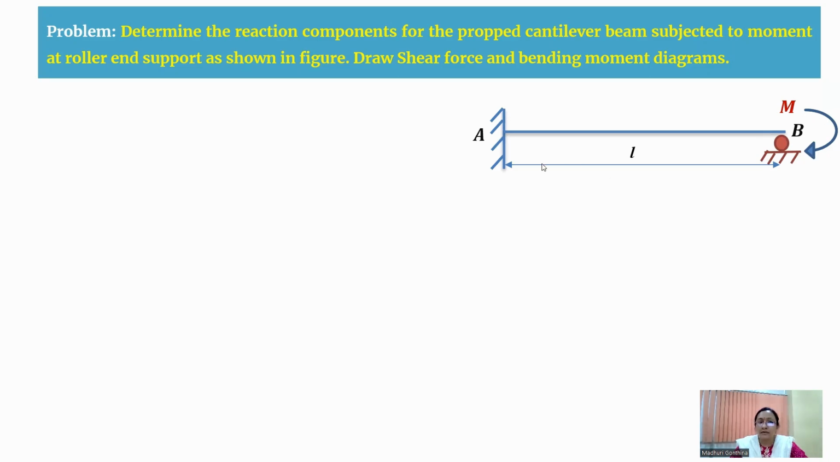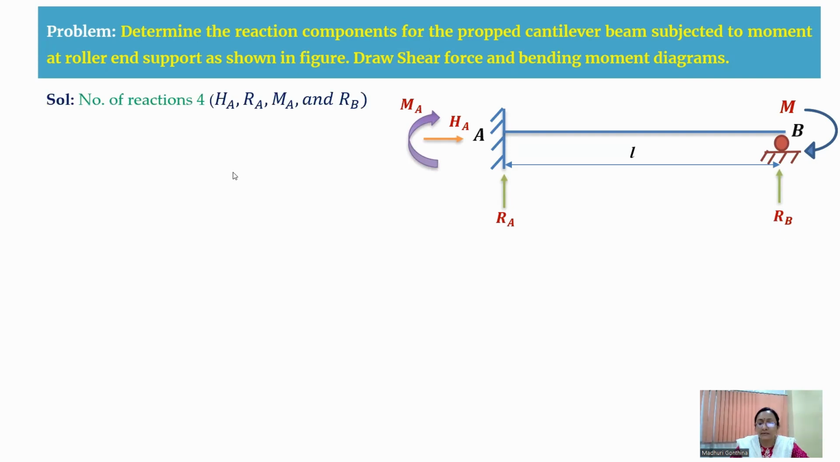So before determining the reaction components, first you are going to determine the degree of static indeterminacy. So here at the A support, as it is a fixed support, you are having three reaction components. That is, one is horizontal component HA, another is a vertical component RA, and another is a moment that is MA. And at the B support, as it is a roller support, you are having RB as a vertical component. So total number of reactions here are 4.